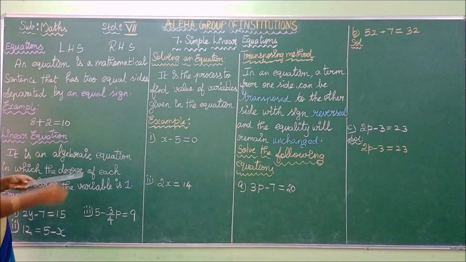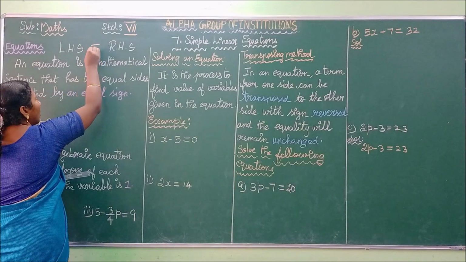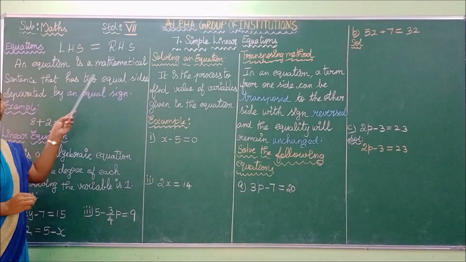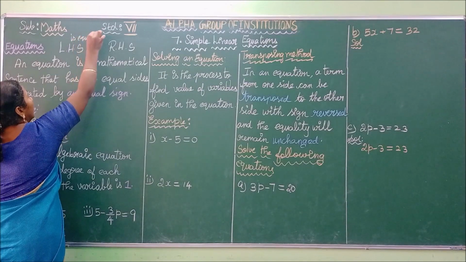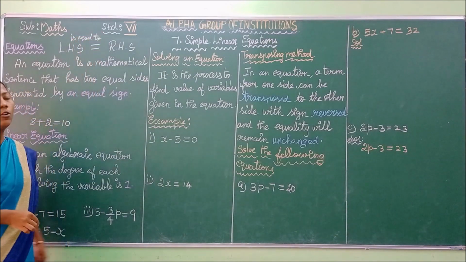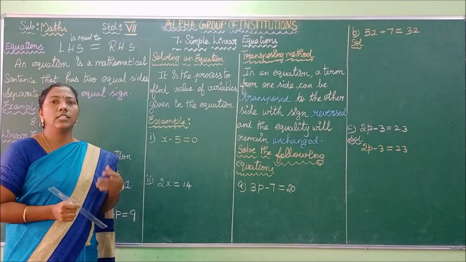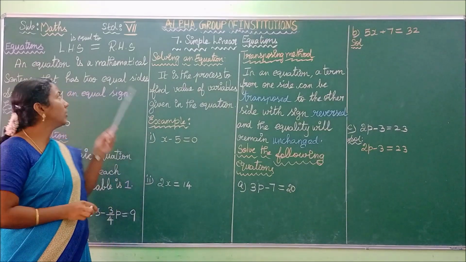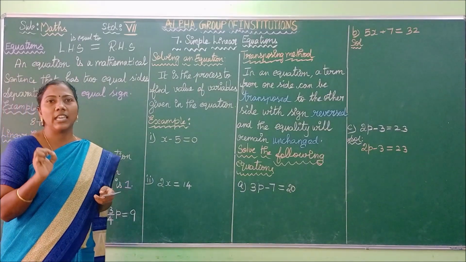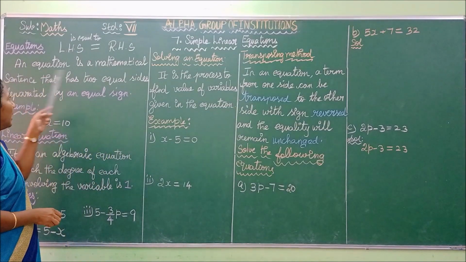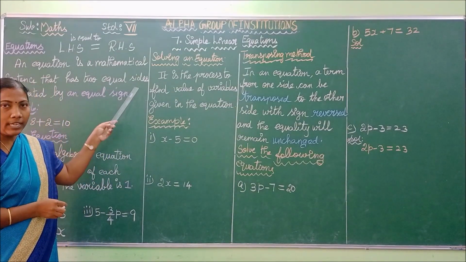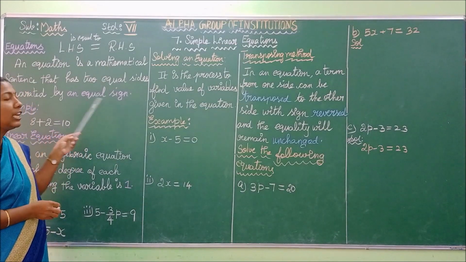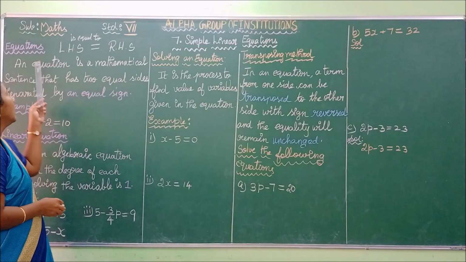What is meant by equal sign? Like this. This is called the equal symbol. How can you read this? Is equal to. Many of the students read it differently. Don't read like that. You have to read it as is equal to. A mathematical sentence that has two equal sides separated by an equal sign, we call it an equation.